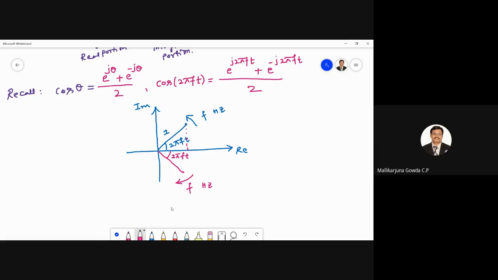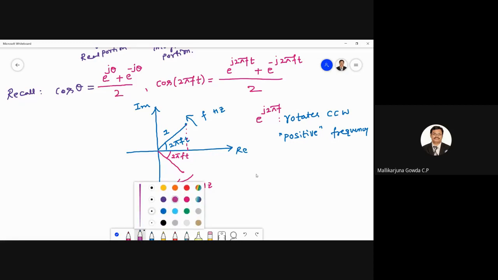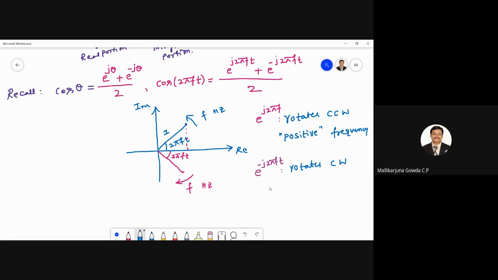So, e power j 2 pi f t rotates counterclockwise, CCW, so we call that positive frequency. Similarly, e power minus j 2 pi f t rotates in clockwise direction, so we call this negative frequency.